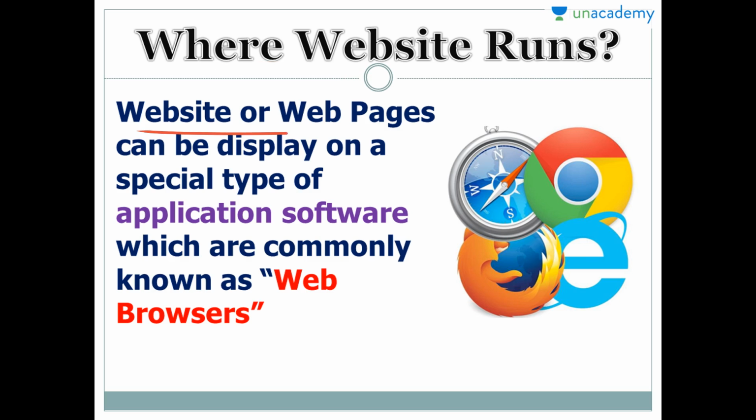Websites or web pages can be displayed on a special type of application software, which is commonly known as web browsers. I think you are all familiar with some web browsers. Web browsers are nothing but a simple type of application software which helps you display web pages. And web pages are a collection of pages which help to design a single website. It consists of content and multimedia messages. As you can see, these are some of the web browsers that we commonly use in our daily life.